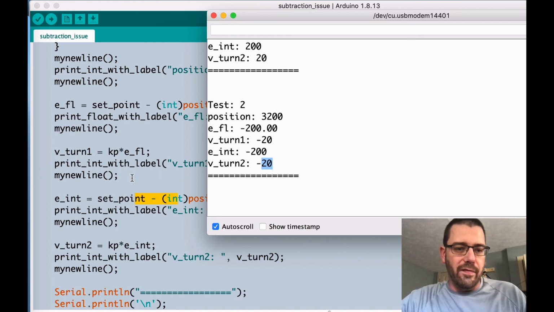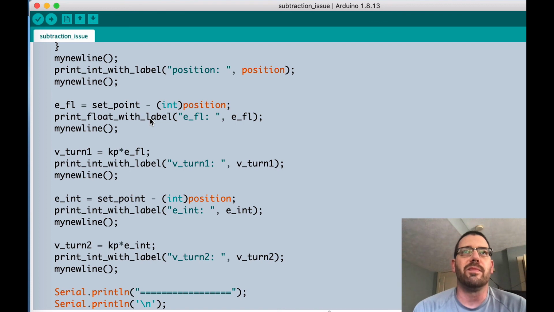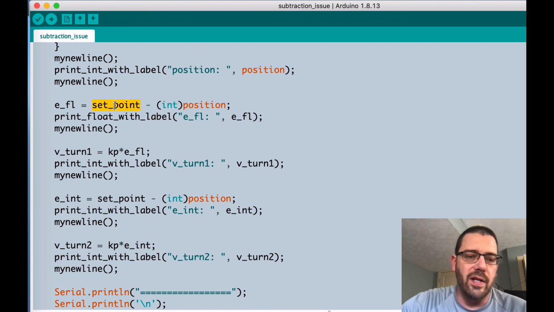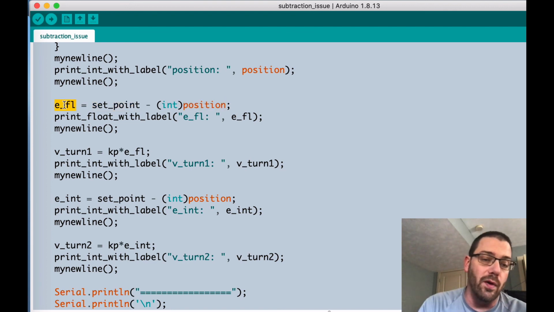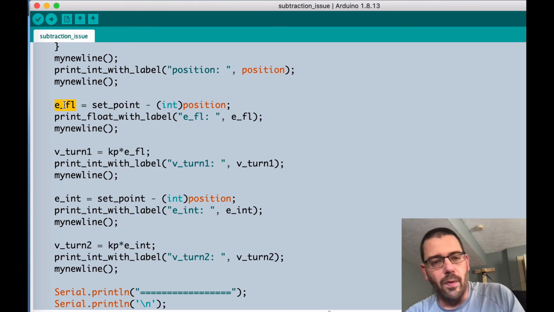So be very, very, very wary. I mean, kind of anytime in C you're working with numbers with mixed data types, things are going to get messy. But apparently subtracting int minus unsigned int and setting the result to a float is not a happy situation. Hopefully this helps.